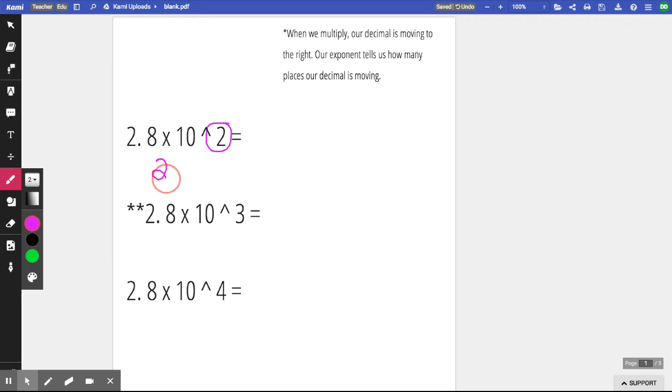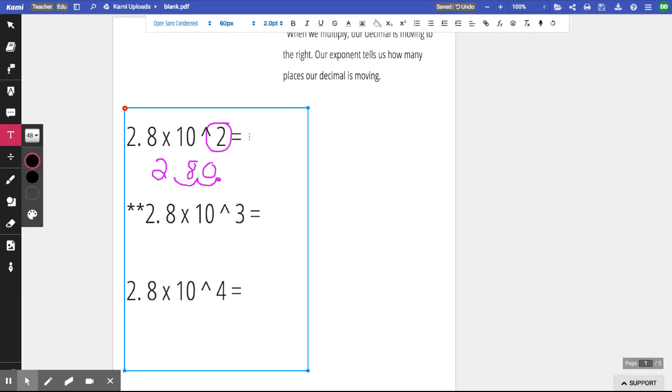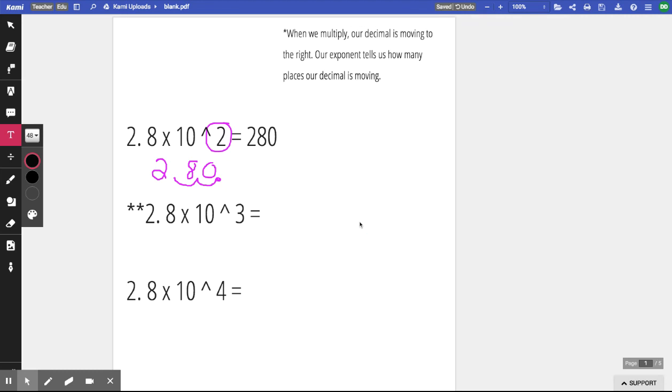So if I have 2 and 8/10, and I move my decimal 2 places to the right, I have an answer of 280.